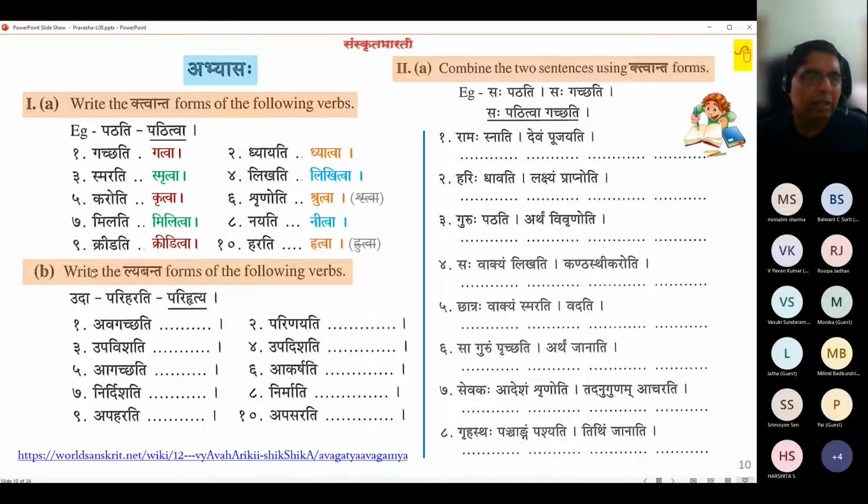So write the Lyabanta forms of the following verbs. We have a Kaka also wants to join us.